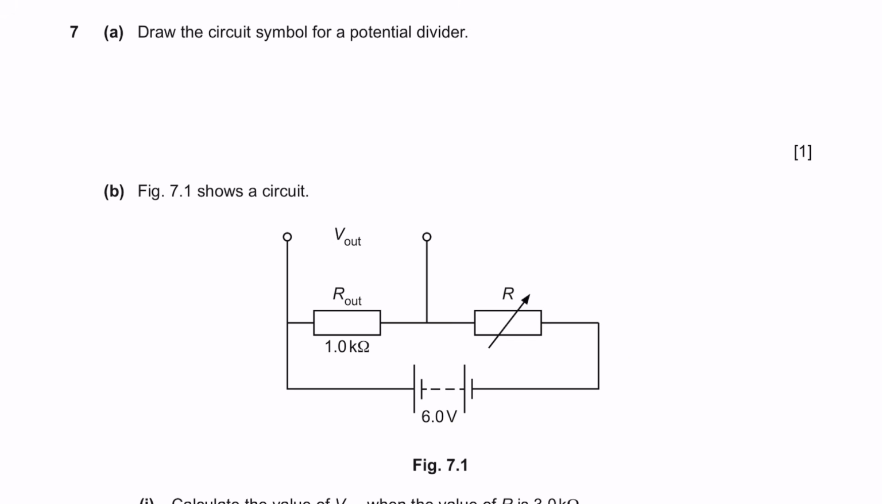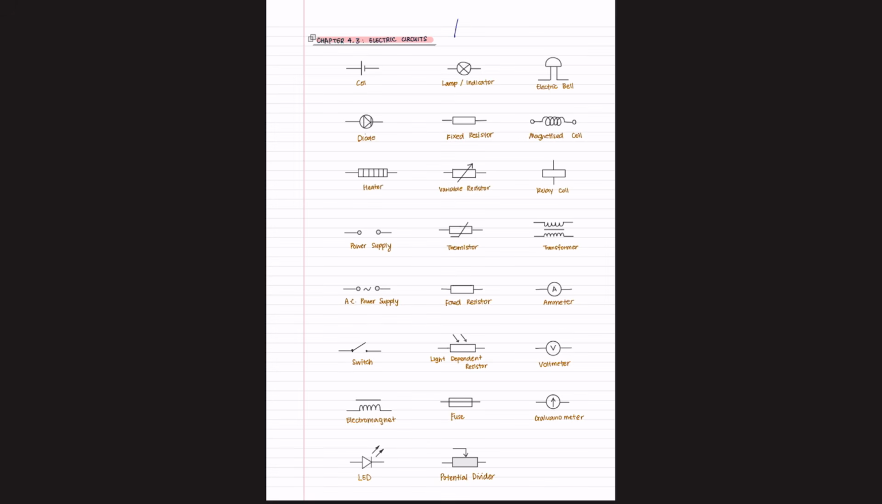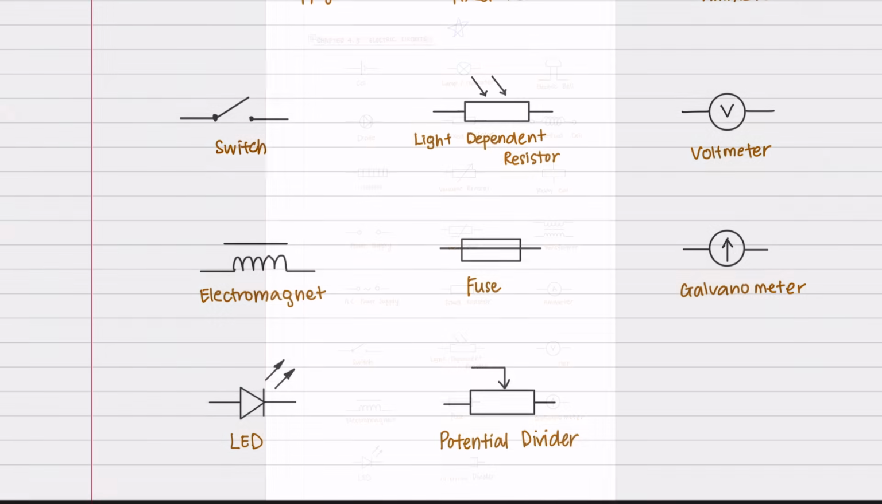Question 7a. Draw the circuit symbol for a potential divider. Make sure you're familiar with all the symbols for electric circuits. If you're not, you can take a screenshot of the screen right now. This is the circuit symbol of a potential divider.